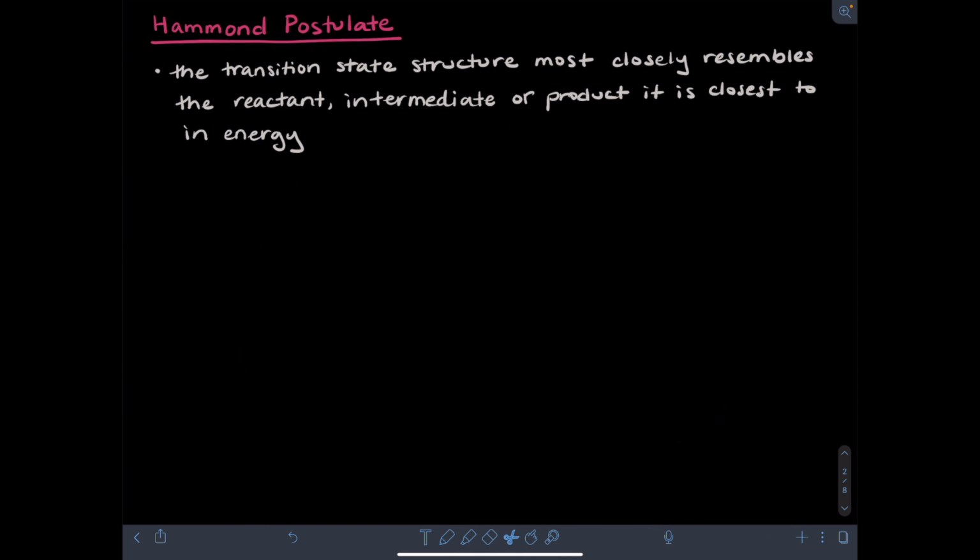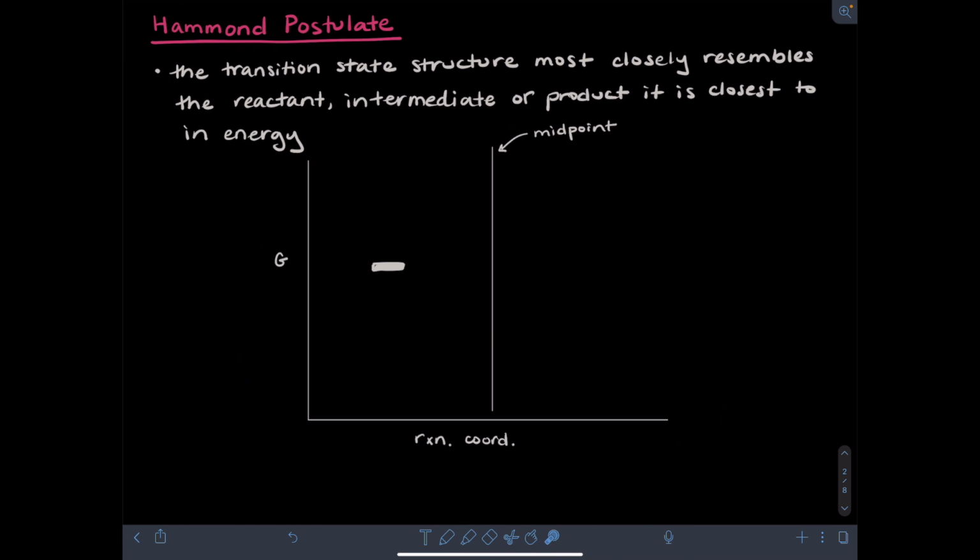The Hammond postulate relates to the placement and structure of the transition state relative to the starting material, product, or intermediate. Whichever species the transition state is closest in energy to is the one that it most closely resembles. So let's consider we have a starting material with this energy, and I'm drawing a vertical line as the midpoint along my reaction coordinate.